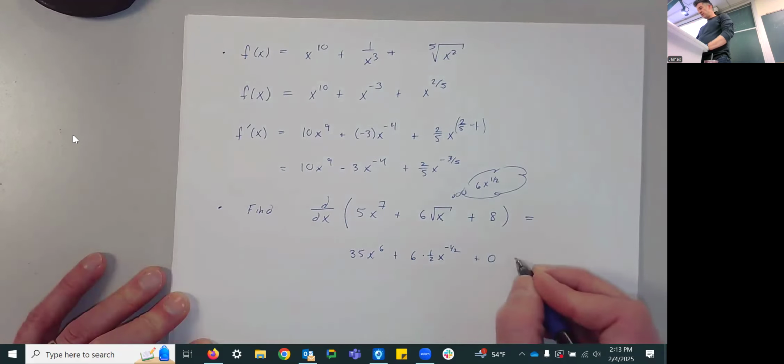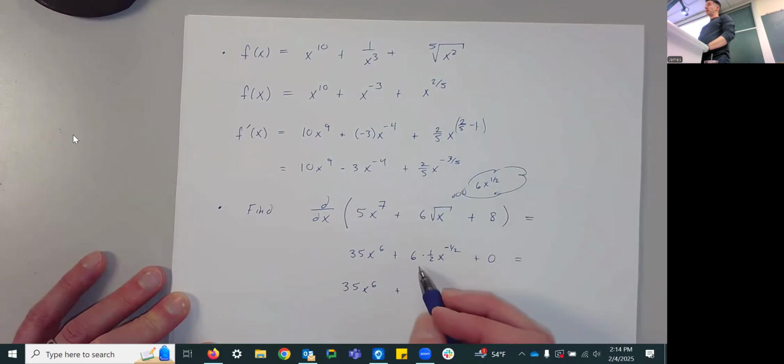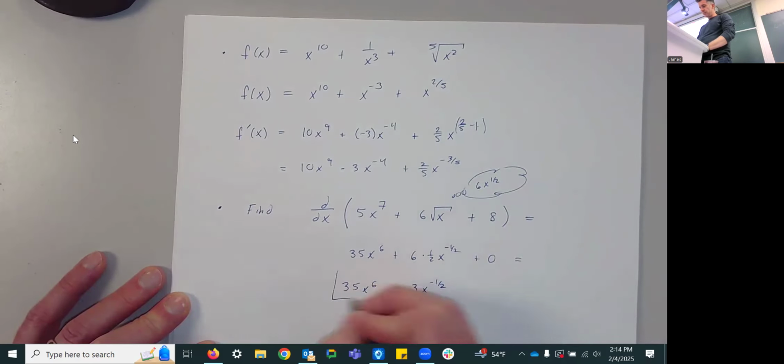And then I'm going to simplify just a tiny bit. This is going to be 35x to the sixth plus, you can either write this as 3x to the negative 1/2 or 3 divided by x to the positive 1/2. Either way is valid. Either way is useful. Sometimes they have different purposes.